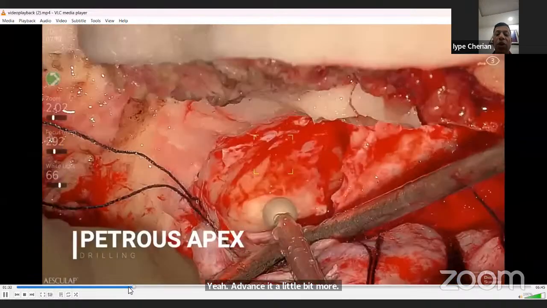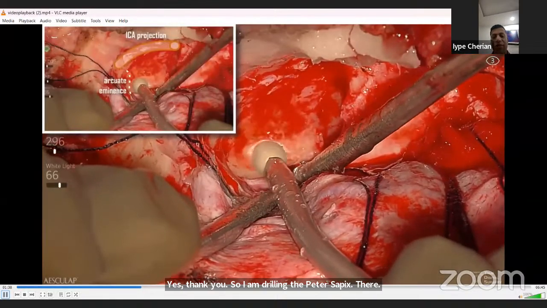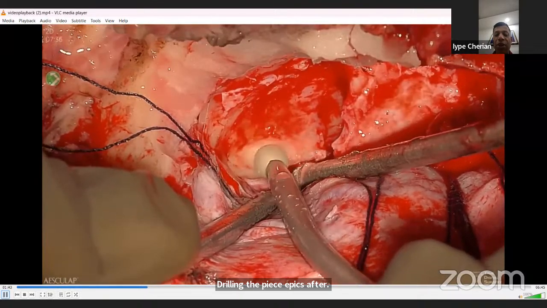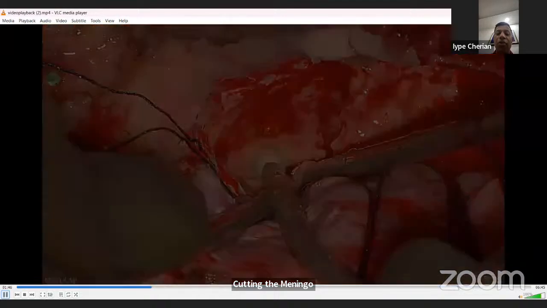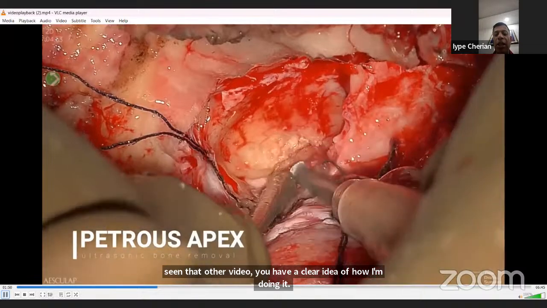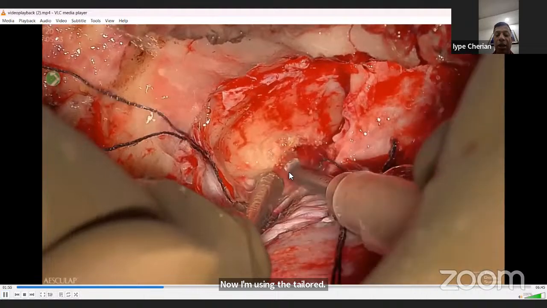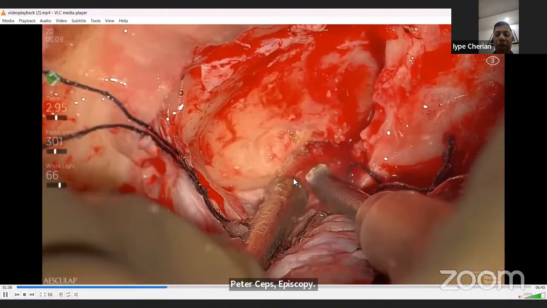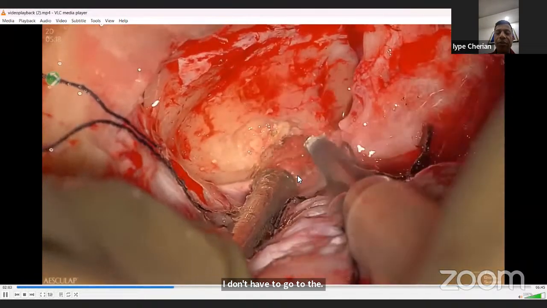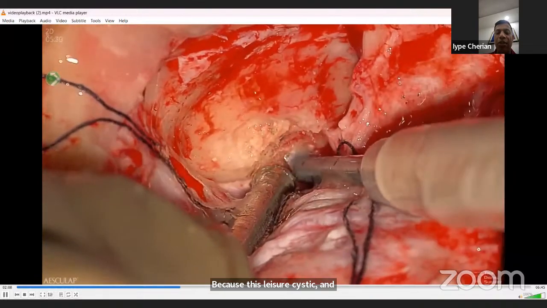Yes, thank you. So I am drilling the petrous apex there, after cutting the meningoorbital band. Now I think after you've seen that other video, you have a clear idea of how I'm doing it. I'm using the tailored petrous apex apicectomy with a bone knife. I don't have to go to the carotid here, because this lesion is cystic, and once I open the cyst, I'll get enough and more space.